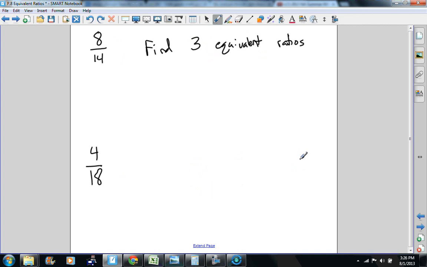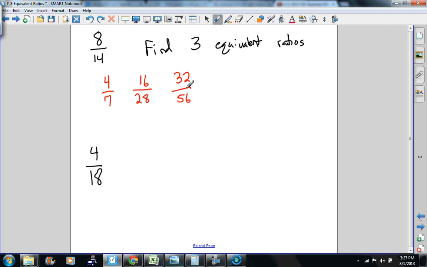So finding equivalent ratios. I'll do the top one. I expect you to do the bottom. There's two ways to do it. You can either simplify down. So like for this one, dividing by 2 would give us 4/7. That is an equivalent ratio. You could also multiply by a number. So if we multiply by 2 on the top, that becomes 16. Multiply by 2 on the bottom, that becomes 28. We could multiply that by 2 again to give us 32/56.